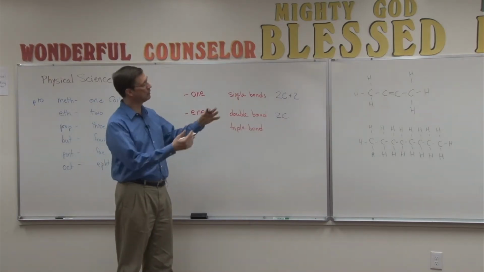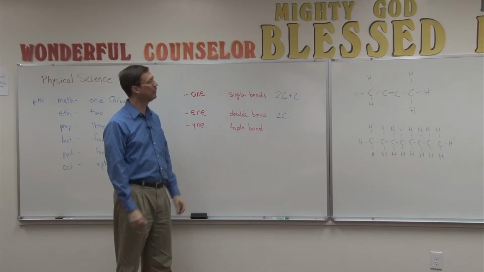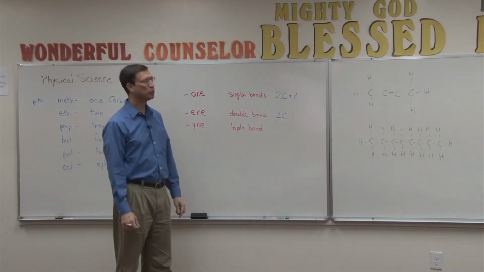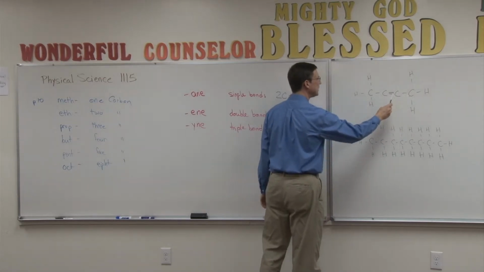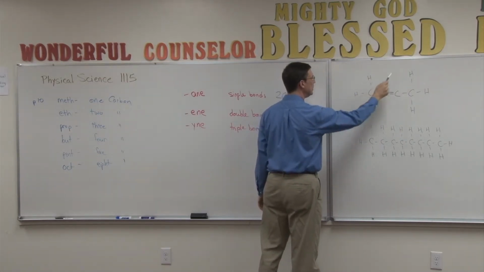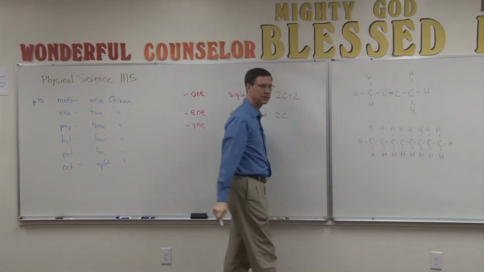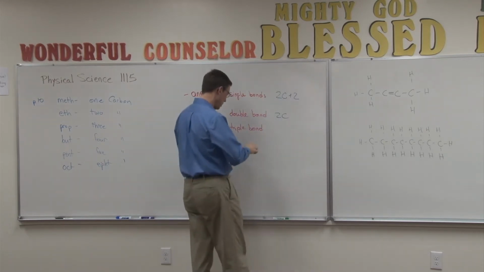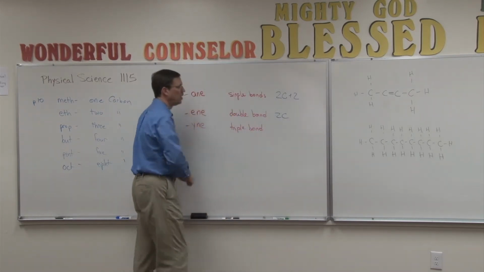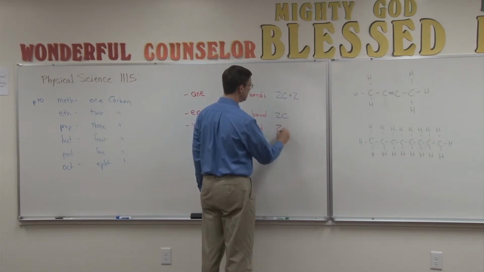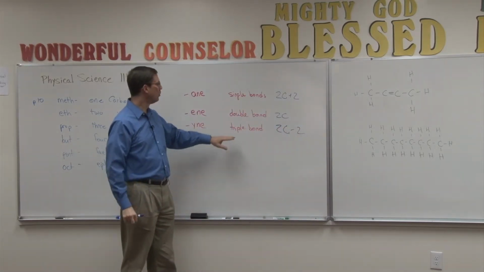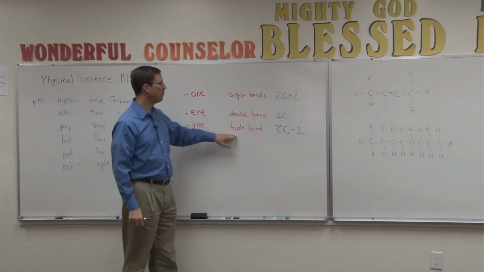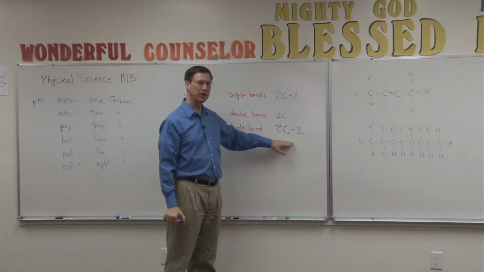There can't be more than that in the molecule, at least at this level of chemistry that we're talking about. Notice what happens to the number of hydrogens. I have 4 carbons. Let's count the hydrogens. 1, 2, 3, 4, 5, 6. So the pattern here is we take the number of carbons, double it, and subtract 2. So the more bonds we have, the fewer the number of hydrogens.